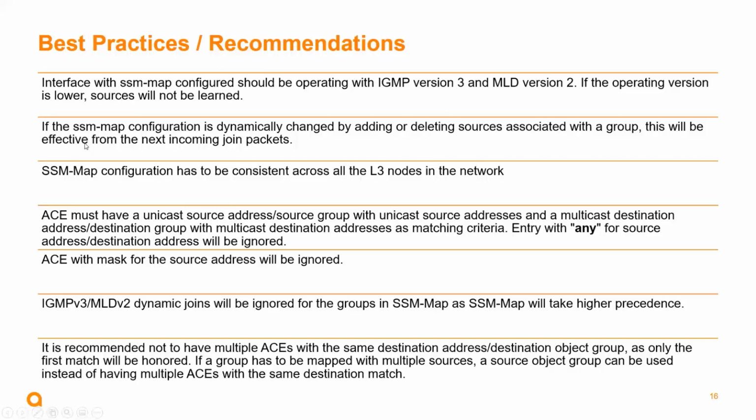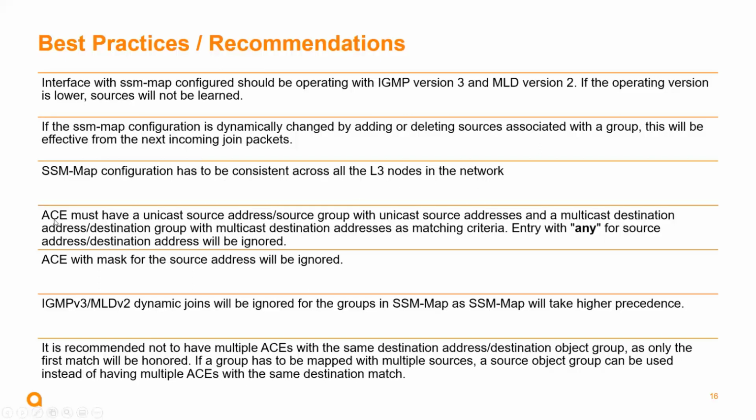So if the SSM-Map configuration is dynamically changed by adding or deleting a source associated with the group, this would be effective from the next incoming join packets. Okay, so if there's a stream happening and you make some changes, that would take place when the next join packet occurs. Keep the SSM-Map configuration consistent across all L3 nodes.